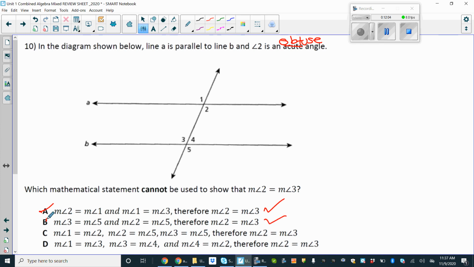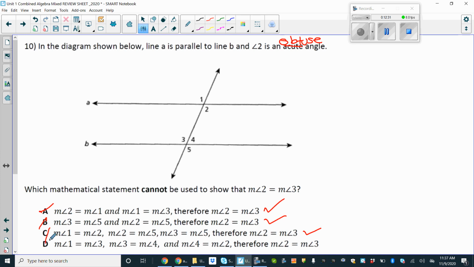That's correct as well. Let's check C. The measure of angle 1 is equal to the measure of angle 2. That's true, they're vertical. The measure of angle 2 equals the measure of angle 5. That's true, because they are corresponding. The measure of angle 3 equals the measure of angle 5. That is true, because they are vertical. So therefore, the measure of angle 2 equals the measure of angle 3, which is true.